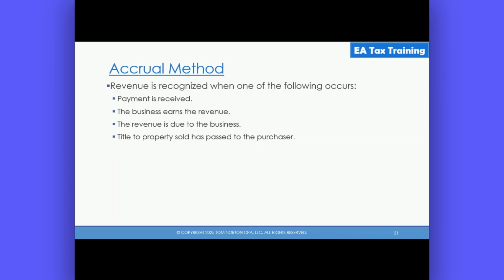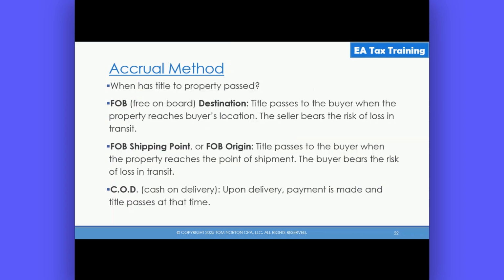And then the last one is when title to property sold has passed to the purchaser. So if title has passed, then we will go ahead and recognize the revenue at that time. This is something that you may be tested on the EA exam. So we're going to go into a little bit more detail about this whole concept of when does title to property pass from the seller to the purchaser. There are 3 basic ways that the title can pass.